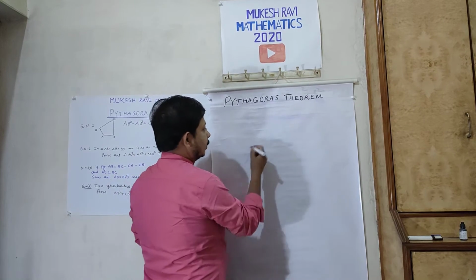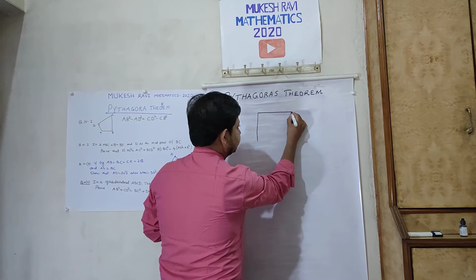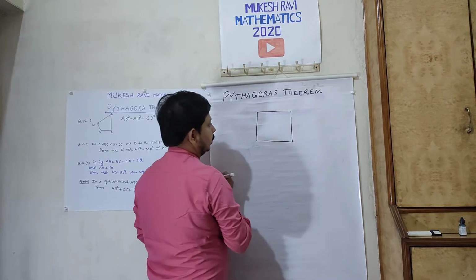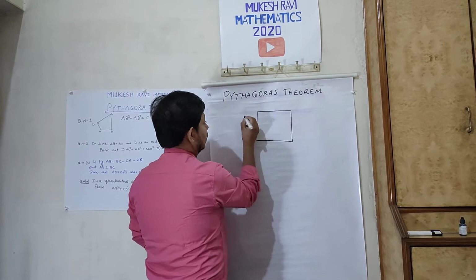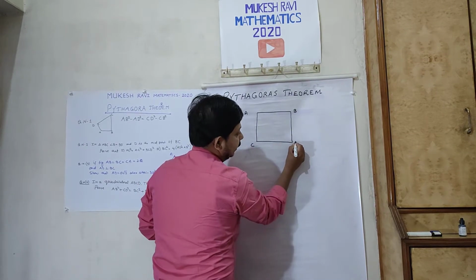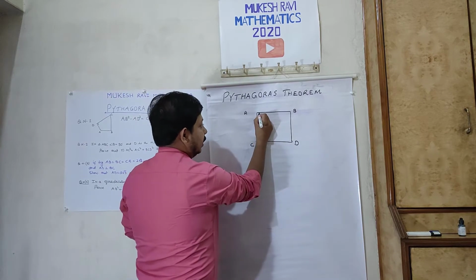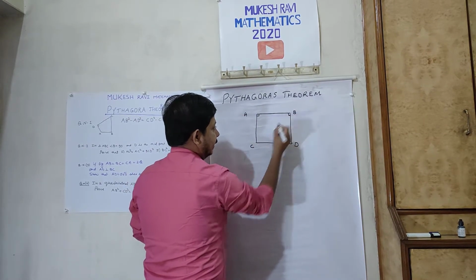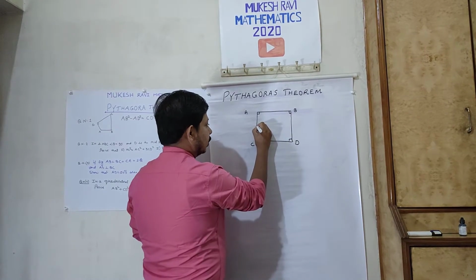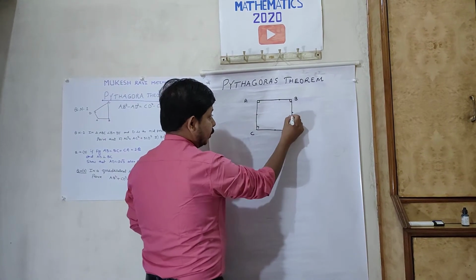See, this is your square, ABCD. We know in a square all sides are equal. Suppose this is ABCD. Here a square means right angle. Now suppose 4 points are here which join together.